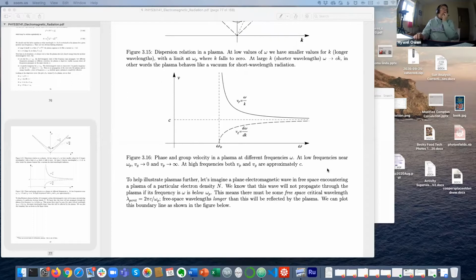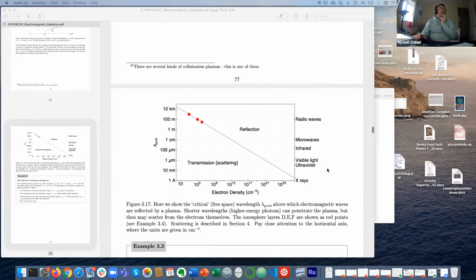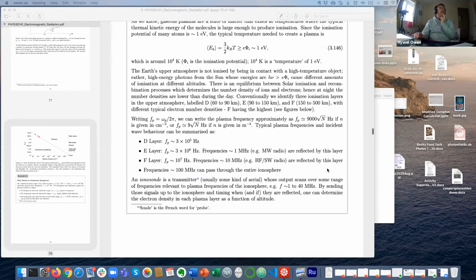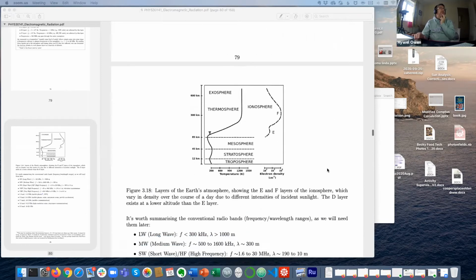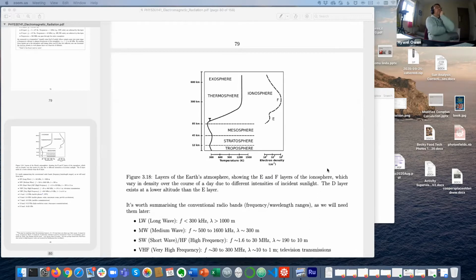Okay, now let's look at that in a practical situation, which I didn't talk about in the videos. So we'll scroll down and look at this example about the Earth's ionosphere. The first thing is to look at figure 318, which shows the number of free electrons and ions as a function of altitude above the Earth's surface.